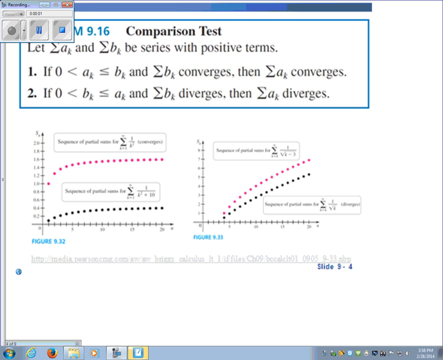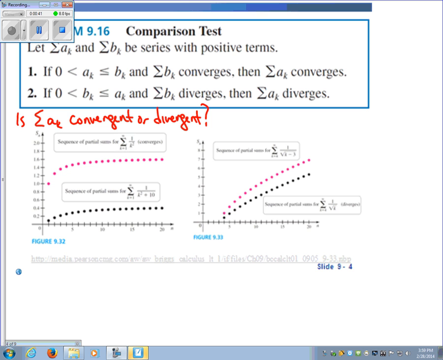Now the comparison test. We have two series, a sub k's and b sub k's, and they're all positive terms. What we're going to be doing is there's going to be a series that we're interested in the convergence of. Let's say that we want to know, is the series of a sub k's convergent or divergent? Well, we're going to find a series of b sub k, something we are familiar with its convergence, and determine, based on its comparison to that series, if we can determine if the a's converge.